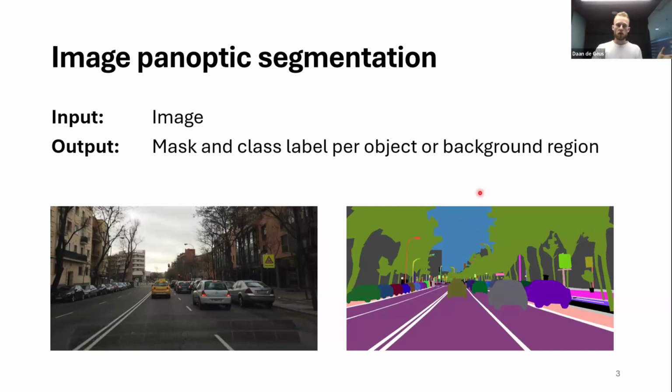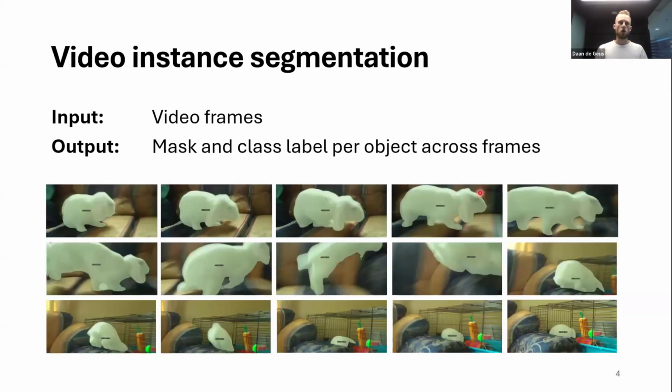Now, another task that could fall under this category is video instance segmentation. In this case, the input is not a single frame or a single image, but a set of video frames. And we want to predict a mask and a class label per object across frames. And we want to keep them consistent so that we can re-identify the object that we identified in the previous frames and effectively apply tracking. And these are the two tasks that we'll also see throughout this presentation.